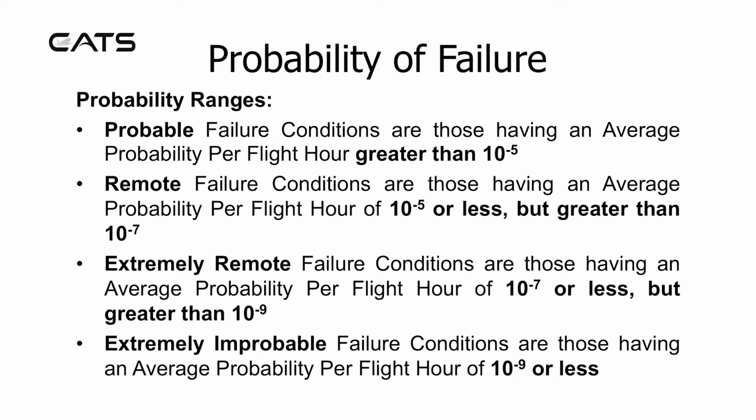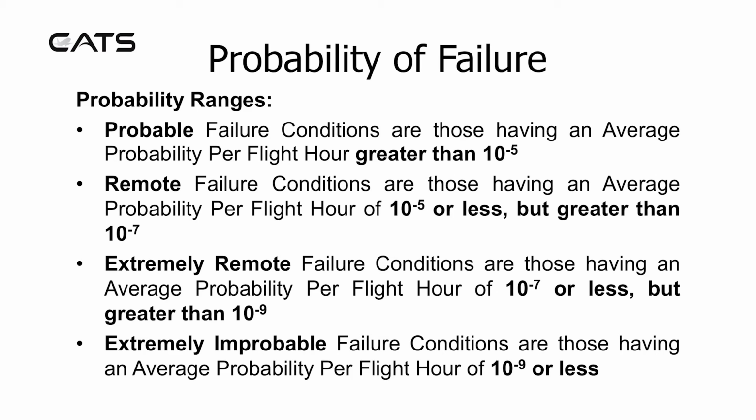Probability of failure. Probability ranges. Probable are failure conditions having an average probability per flight hour greater than 10 to the minus 5. Remote are failure conditions having an average probability per flight hour of 10 to the minus 5 or less, but greater than 10 to the minus 7.